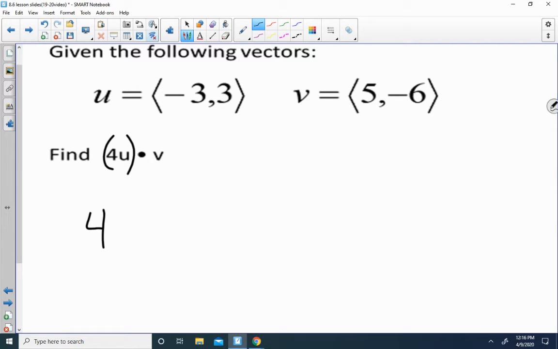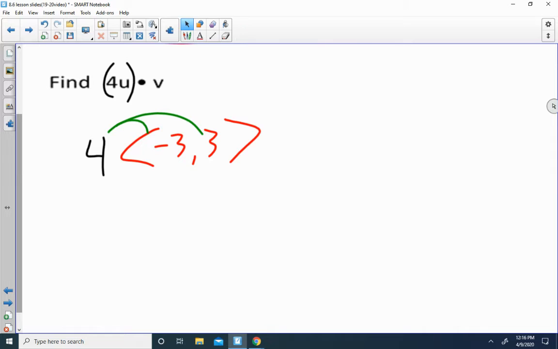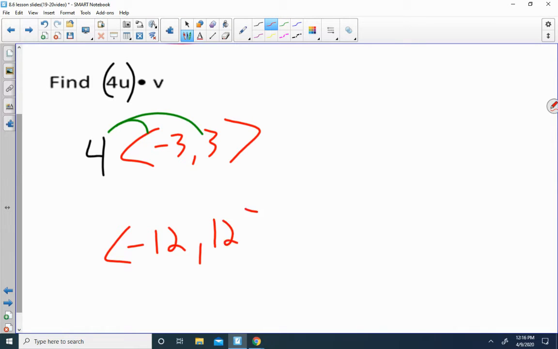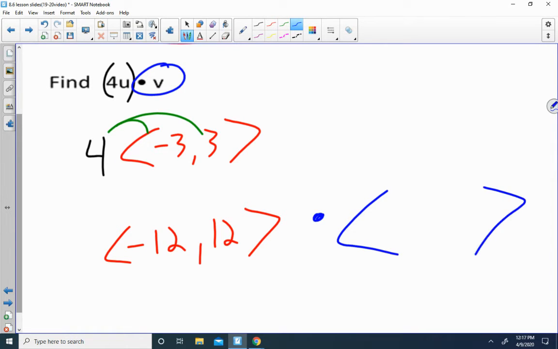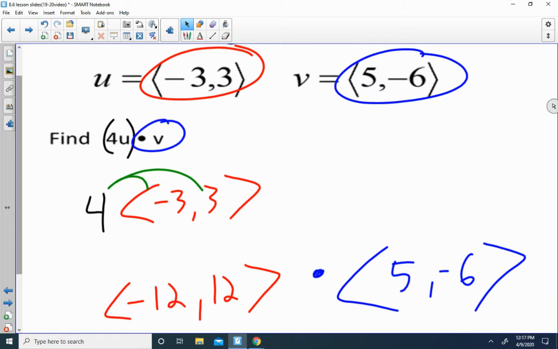So 4 times vector u, where vector u is this. So 4 times negative 3, 3. We distribute that. That's going to give us negative 12, 12. Okay, so now that we've done that, now let's take that and do the dot product with vector v, where vector v is right here. So 5, negative 6. Let's try it.